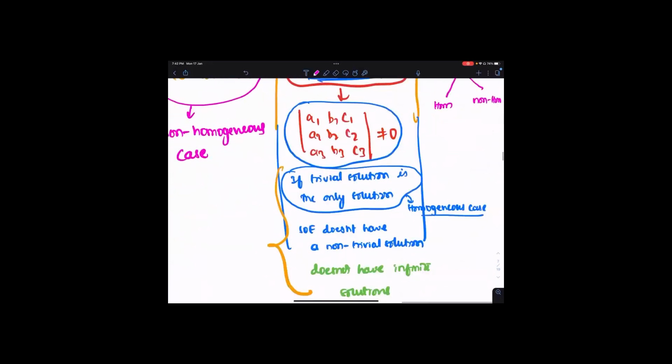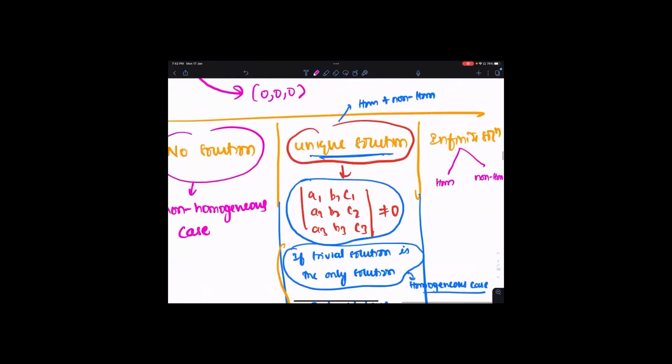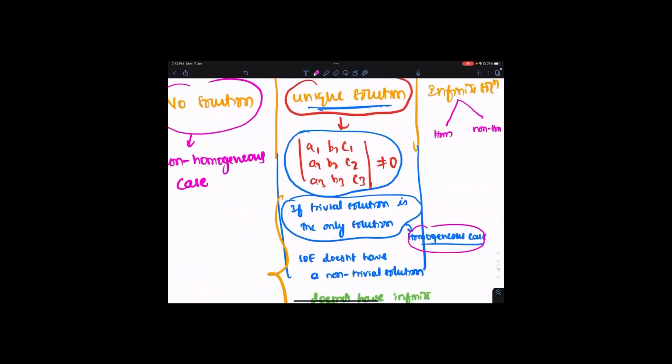Now we have seen what is the terminology which will be used in the questions when it comes to unique solutions in homogeneous. So what they will say is, if trivial solution is the only solution, that means unique solution in homogeneous case. If they say the system of equations doesn't have a non-trivial solution, like that. Now here in homogeneous case, infinite solutions indirectly how they will be given is, system of equations has non-trivial solution.